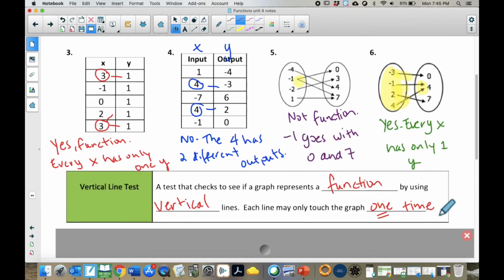Okay, have you learned the vertical line test? That might be something you've learned before. It is a test to see if something is a function. If something is a function, then its graph, we can use this vertical line test. And when we do that, the vertical line can only touch the graph one time.